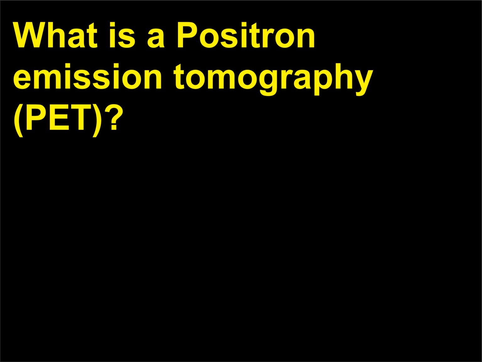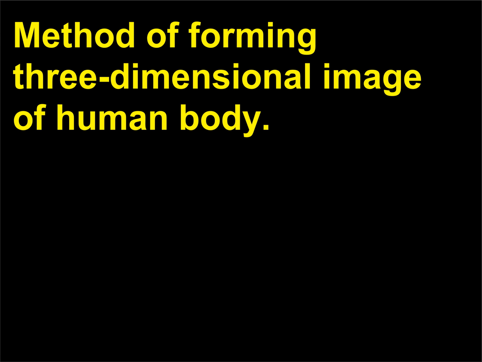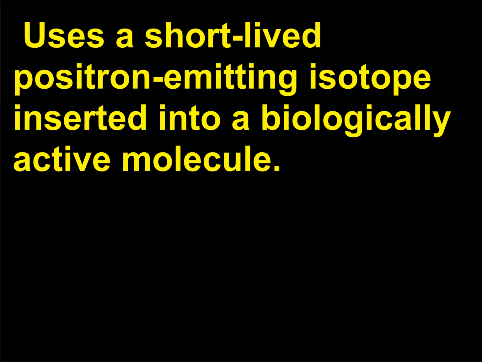What is positron emission tomography, PET? It is a method of forming a three-dimensional image of the human body. It uses a short-lived positron-emitting isotope inserted into a biologically active molecule.